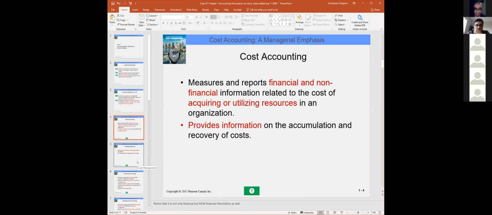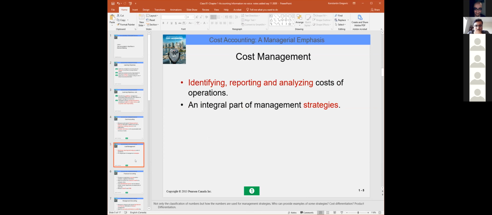Many people think cost accounting is just financial, that you're just crunching numbers. Not so. We've got non-financial information that needs to be analyzed as well. As I mentioned, in this course we'll be doing more analysis and financial tools, but there will be some non-financial information and communication of that as well. It's not only the classification of numbers, but how the numbers are used for management strategies.